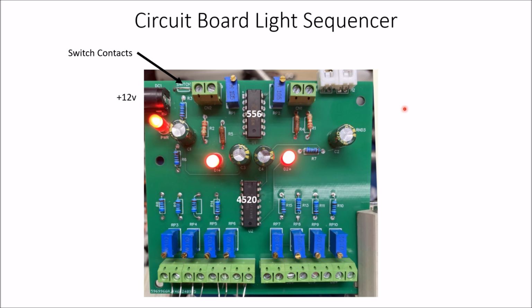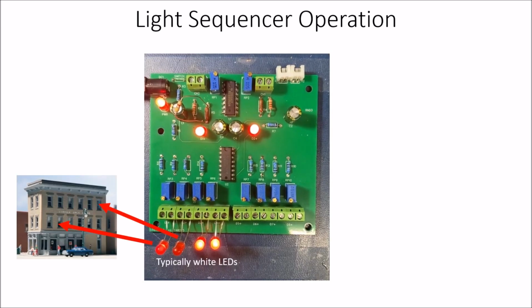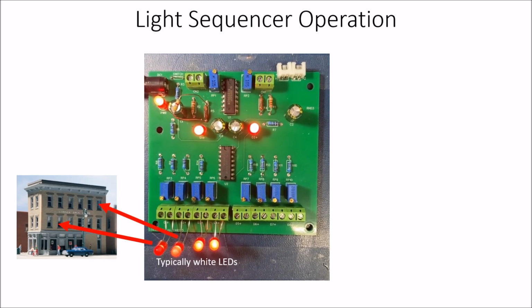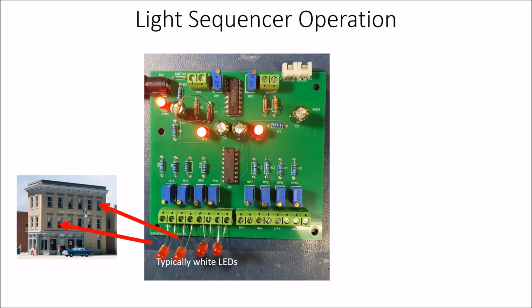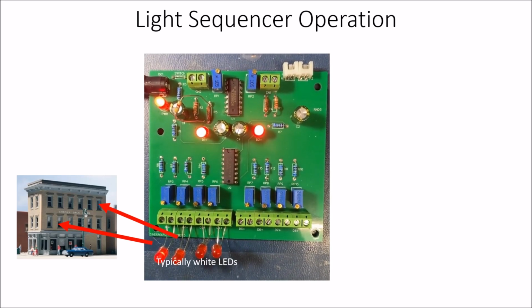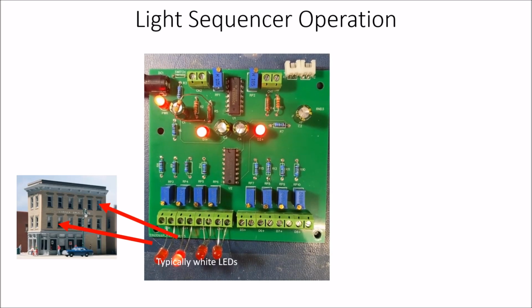So let's take a look at it actually working. This is the light sequencer in operation. A couple of points I wanted to make. This is greatly accelerated in order for this demonstration. Otherwise the file would be too big. You can see it counting in binary. There are no external resistors required for the LEDs.